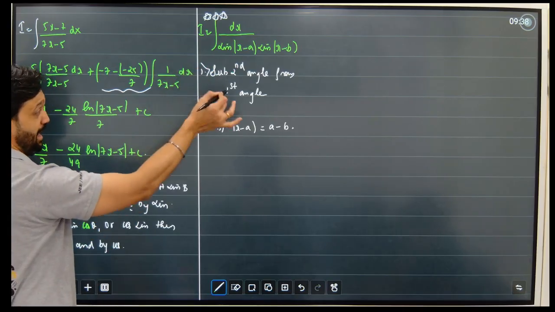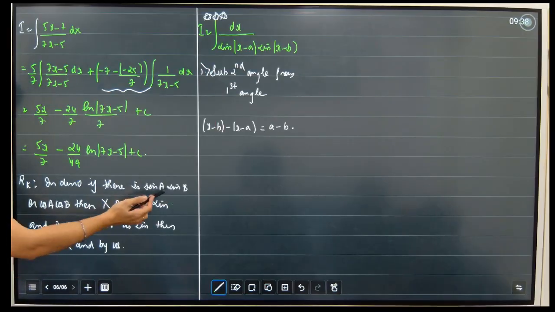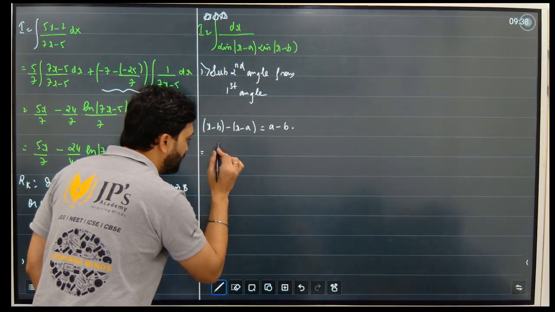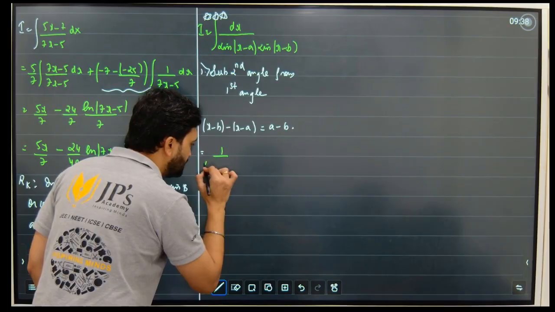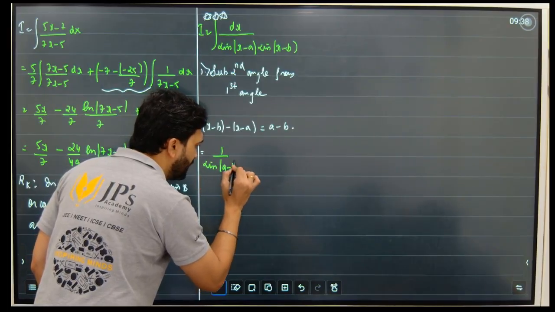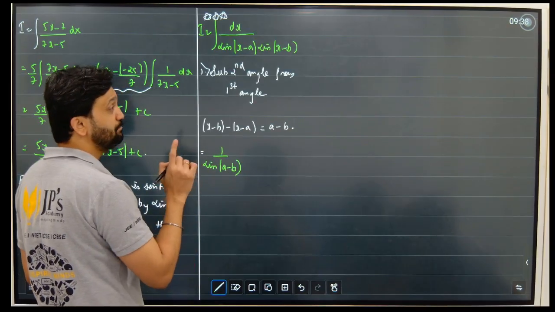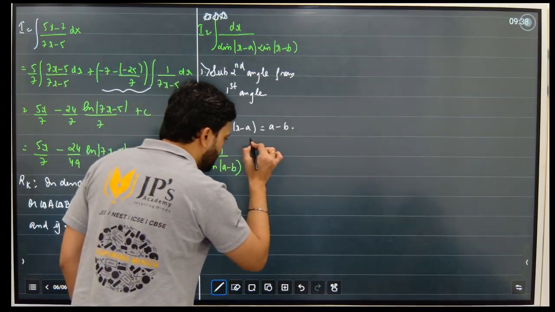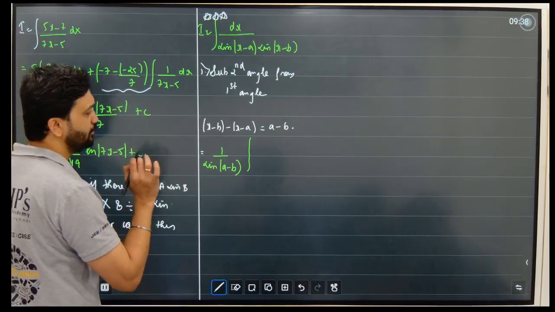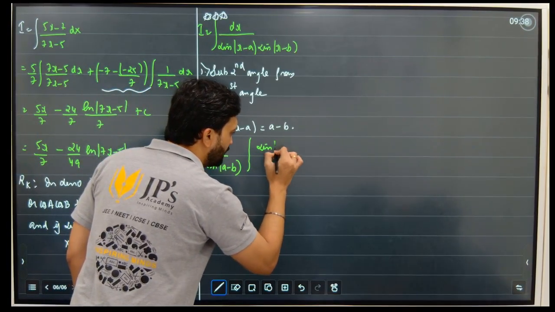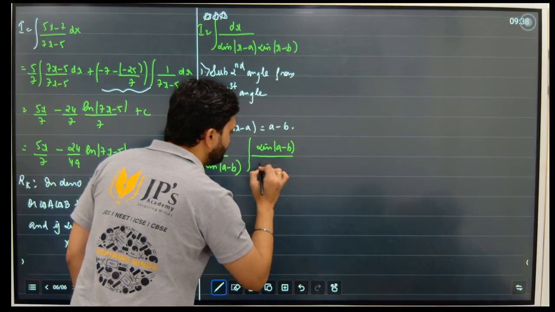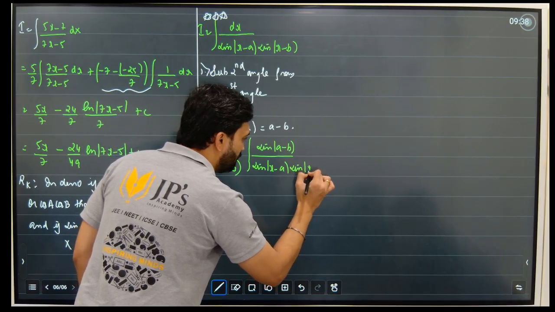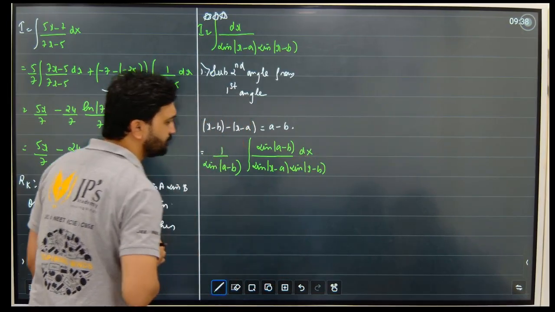I have told you, if there is sin cos, sin sin or cos cos. Here I can see sin sin. So what I can do is multiply and divide by sin of A minus B. Since I multiplied and divided by sin of (A minus B), divided also, here it becomes 1 upon sin(A minus B), and this becomes sin(x minus A) sin(x minus B) dx.